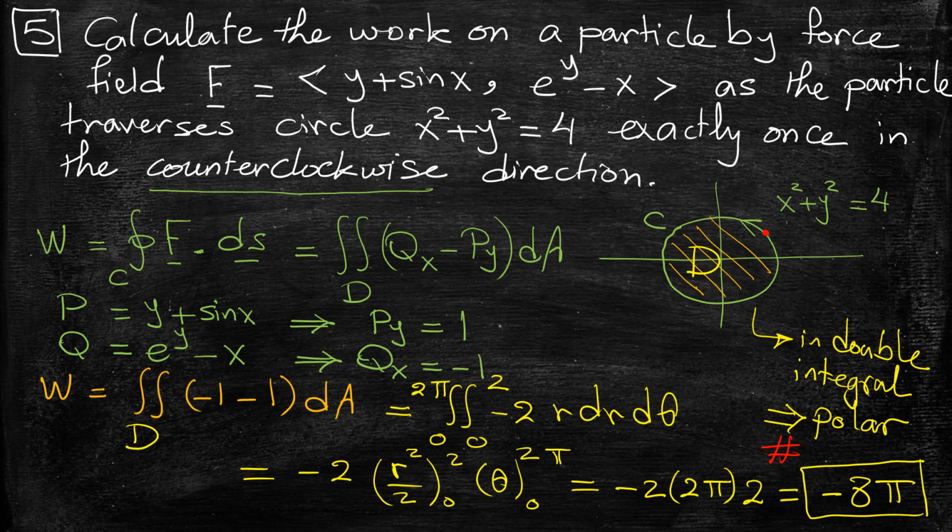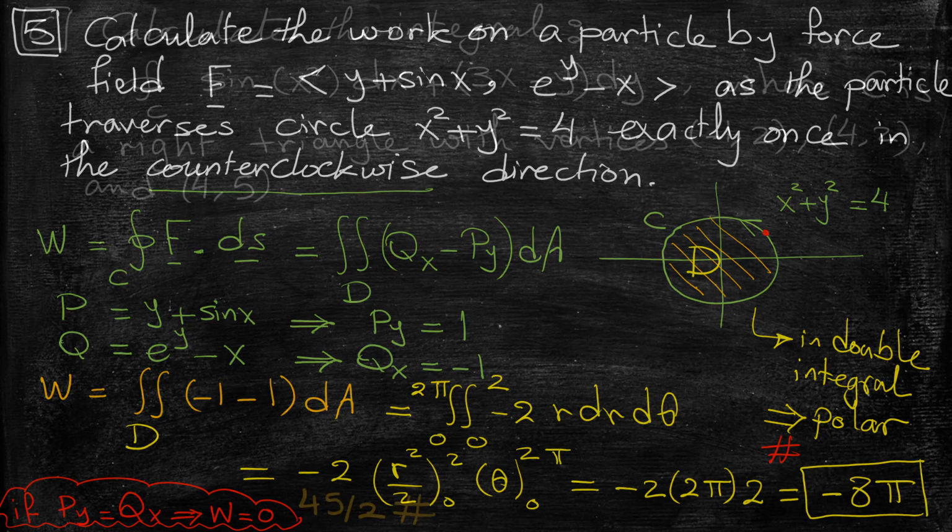Some basic question: what happens if Py equals Qx? It means this work will be 0. Why? From the definition of Green's theorem, we'll have both terms equal to each other, so again the work will be 0. But this is not the case in this example. So let's see another example here.